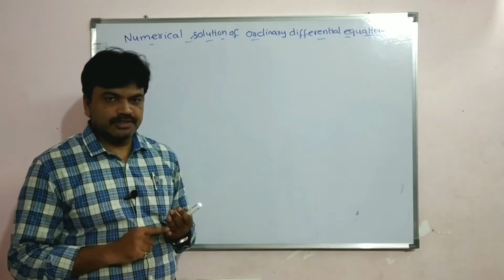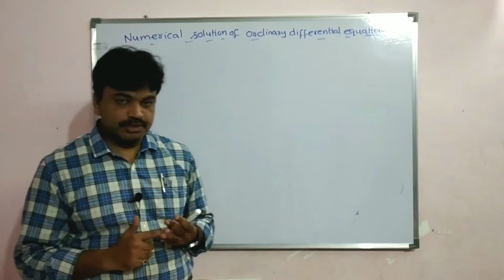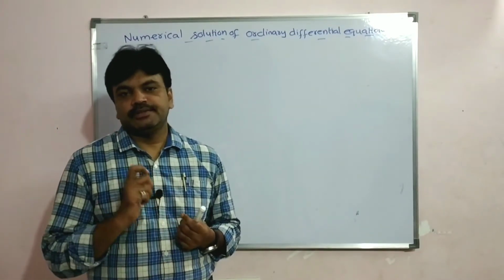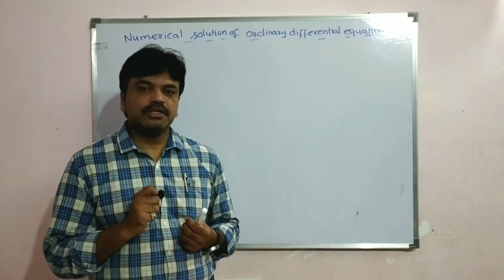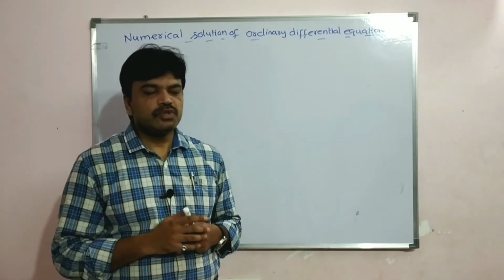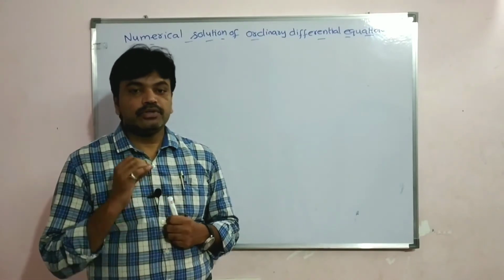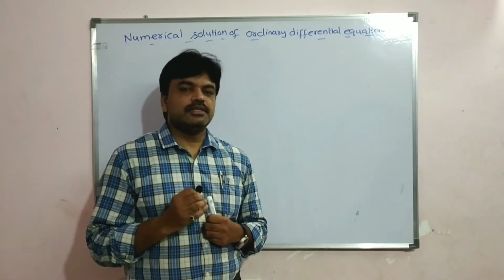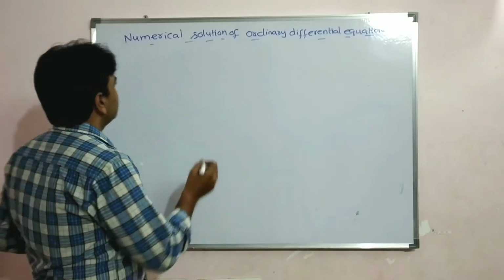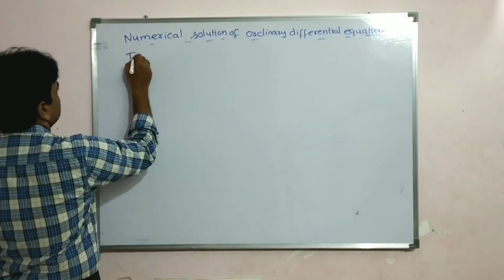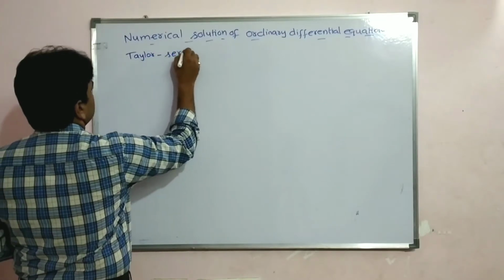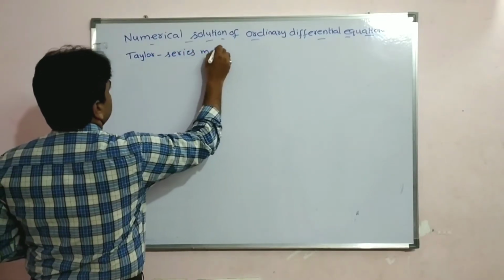Taylor series method, Picard's method, and then Euler's method, and then RK method, the Runge-Kutta method. Now in this class I am going to discuss the Taylor series method. Write down, Taylor's series method.